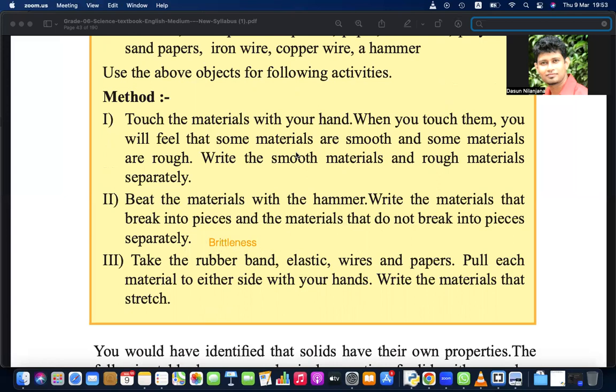Right, glass-like material, the brittleness is there. But iron-like material will not break into pieces even when you beat it using a hammer.